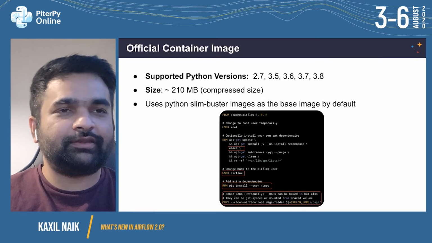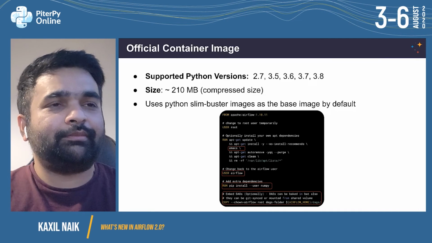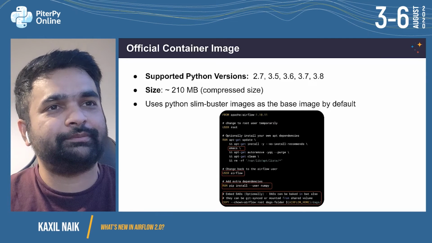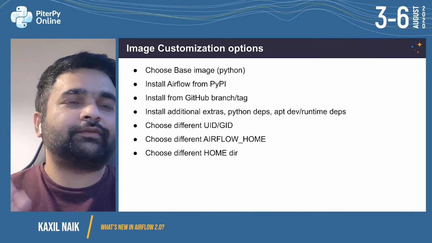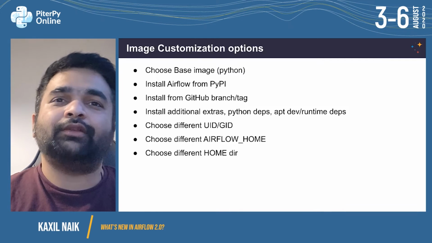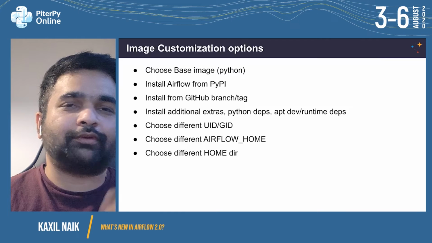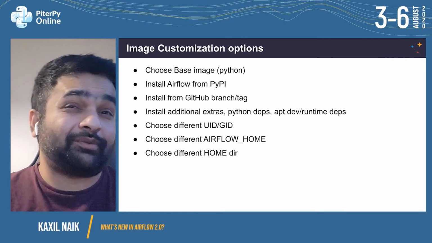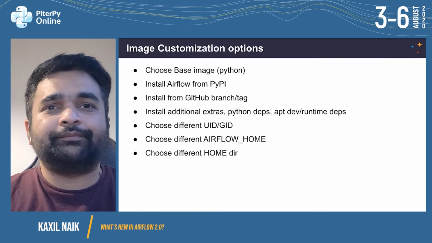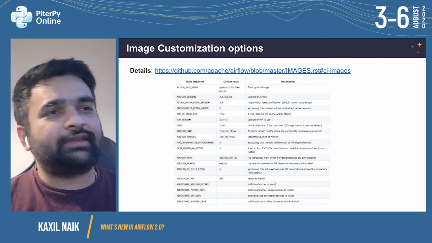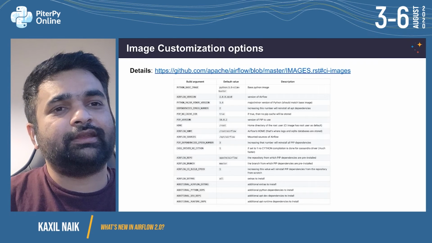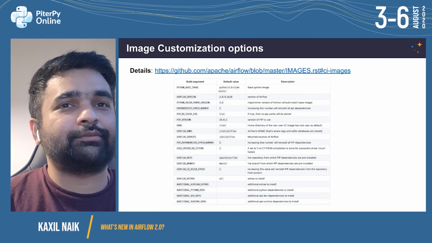The size of this image is 210 MB compressed, and we are using Python Slim Buster images as the base images. There are lots of customization options. You can choose a different base image. You can install a different version of Airflow from pip, install from GitHub, install extra Python dependencies or system dependencies and other things. You can find the entire list of options at this particular link. Go to the Airflow repo and find images.rst. That would have all the information on which arguments you can pass.